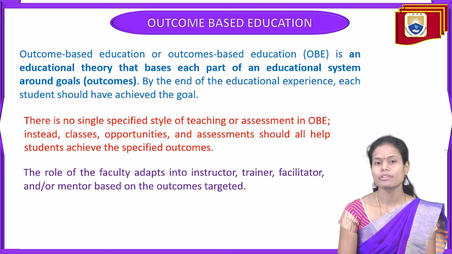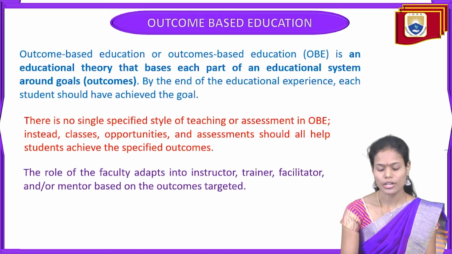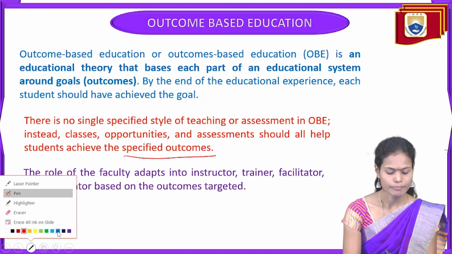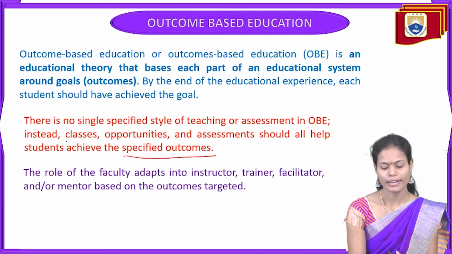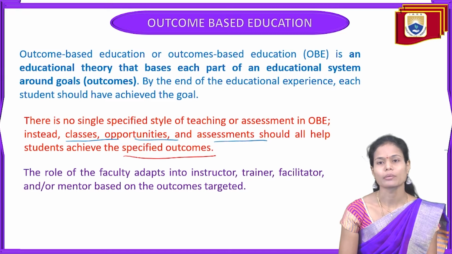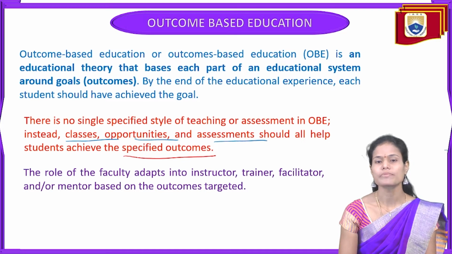Here, the objective is what we are going to learn in a particular course. The outcome is what we achieve after learning that course. In order to achieve the specified outcomes, we conduct classes, opportunities, and different assessments, like tech talks, and we present concept videos to improve the outcomes. The role of the faculty adapts into instructor, trainer, facilitator, and mentor based on the outcomes targeted in outcome-based education.